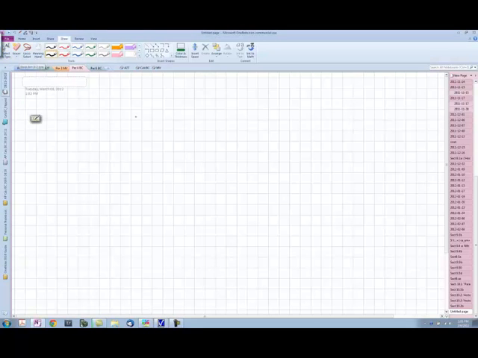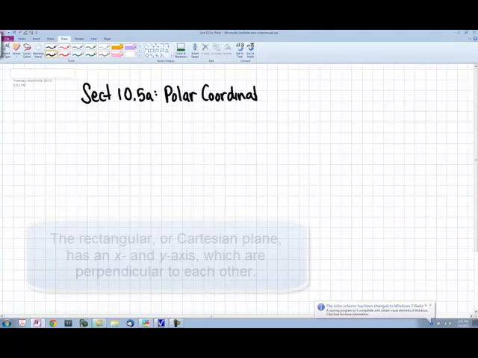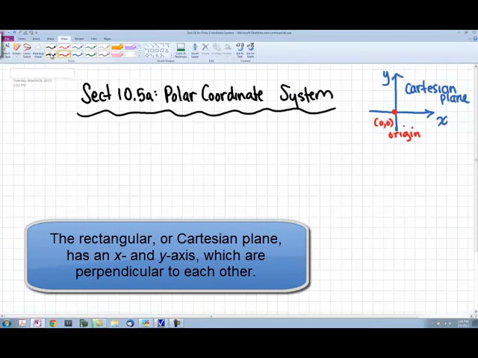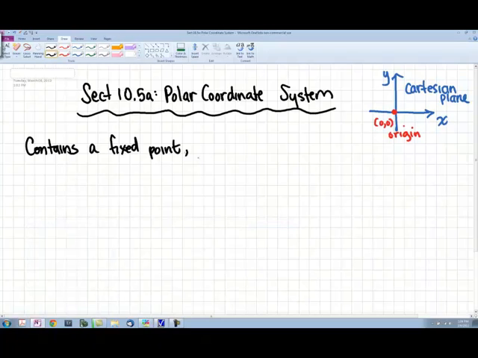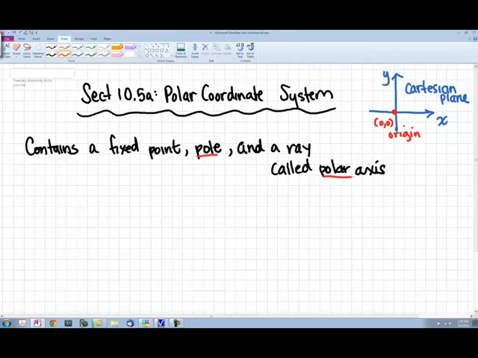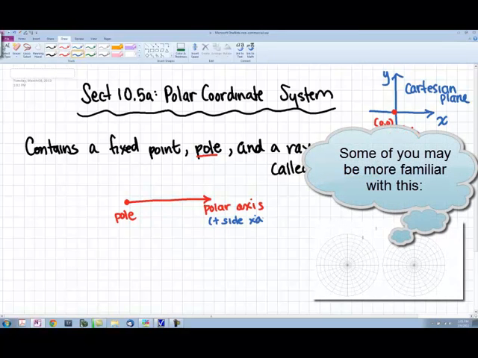Okay, today we're going to start section 10.5a. I'm going to review with you guys the polar coordinate system. In the case of the polar coordinate system, all it simply has is a fixed point, which is called the pole, and a ray, called the polar axis. All it looks like is a point and a ray. The polar axis is the positive side of our x-axis, so that helps us sort of keep it in perspective, and our pole is just like our origin.